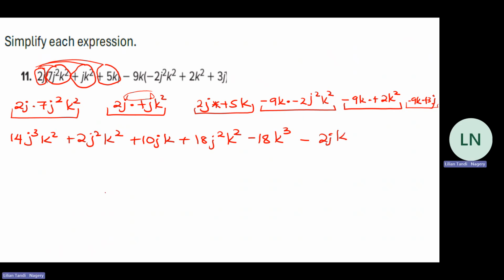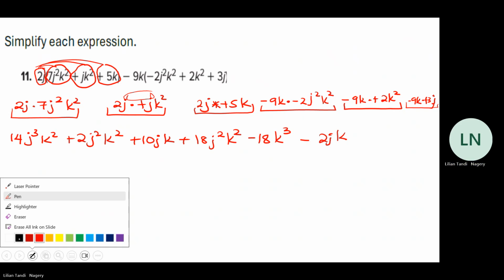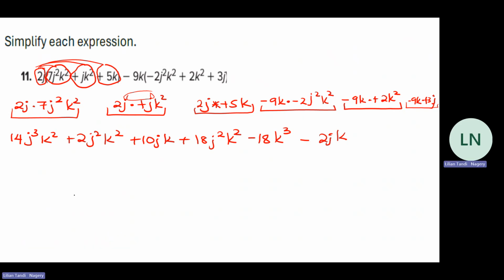27jk. Okay, then we look for friends. The only friends that are here are these ones and these ones because they have the same half and same exponent. That is why they are friends. So let's write our answer. 14j cubed k squared. 18 plus 2 is 20. So positive 20 j squared k squared.